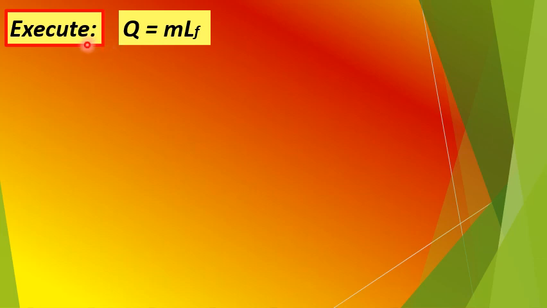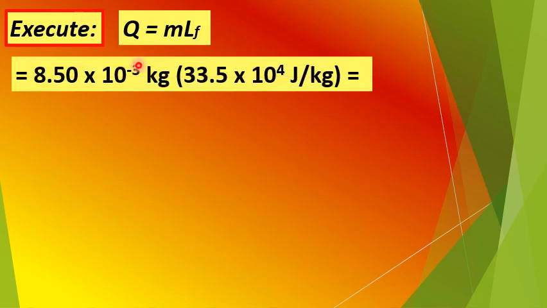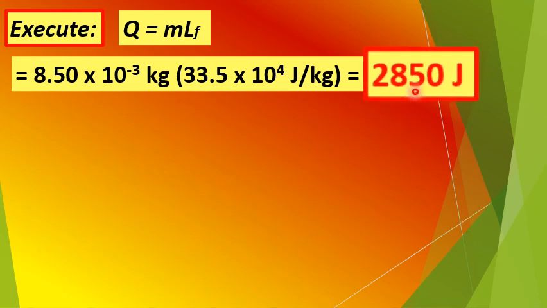So executing this formula, Q equals M times LF, that is the amount of thermal energy that melts this amount of ice, 8.50 times 10 to the negative 3 kilogram, multiplied by its latent heat of fusion, 33.5 times 10 to the fourth power joules per kilogram, we have the amount of big Q equal to 2,850 joules.